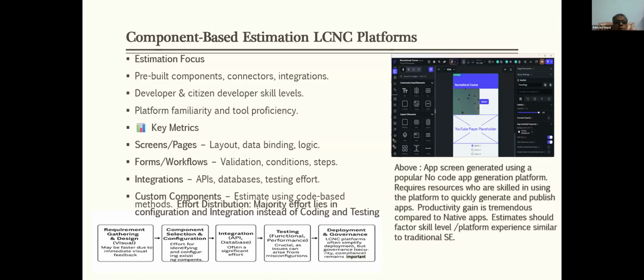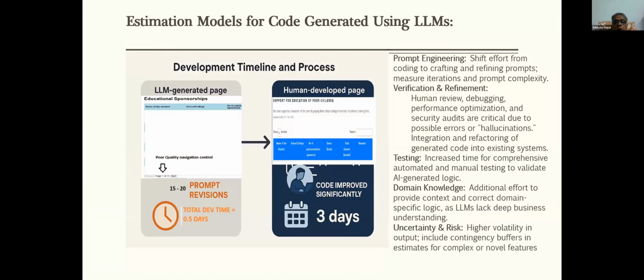Will the LCNC platform be able to build it? It may not be able to build it. In that case, you need additional effort for customization. So your basic estimation models have to factor in the extent of customization that I need to do in order to record the effort. There is some amount that you can achieve easily by automation, but some that you cannot achieve by automation. You have to resort to manual coding. So your effort estimation models have to take all this into account, and that's what I've captured here.